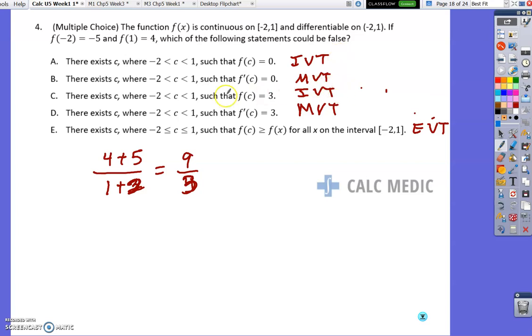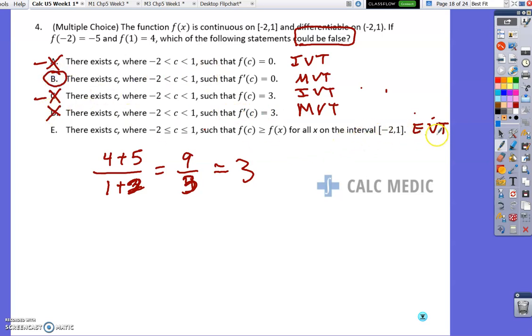So for the IVT, let's just look at A and C, which are the IVT. Do we surround 0 with their endpoints? We do. Do we surround 3? Yes, we do. So those are both true. So that means they can't be the answer because they're both true. We're looking for something that could be false. Doesn't have to be false, could be false. So for the mean value theorem, I need to find the average rate of change. So 4 minus -5 is 9, and so that's 3. And so D is true, and C is not true.